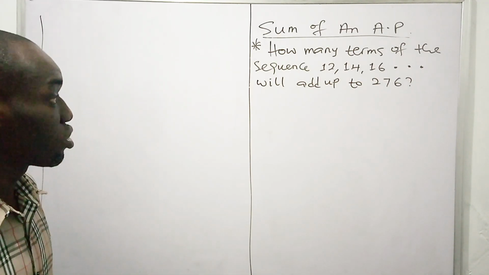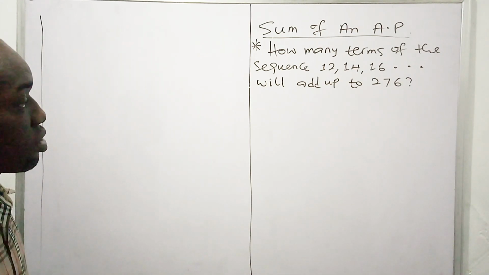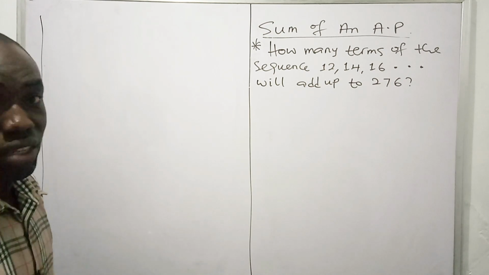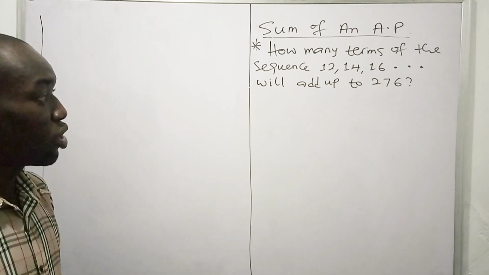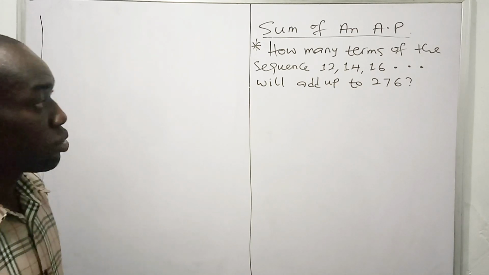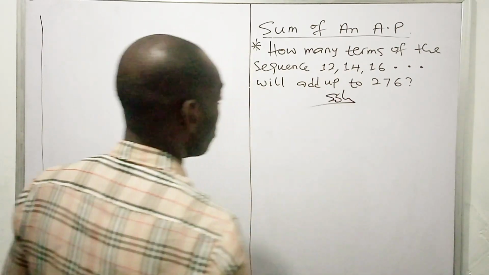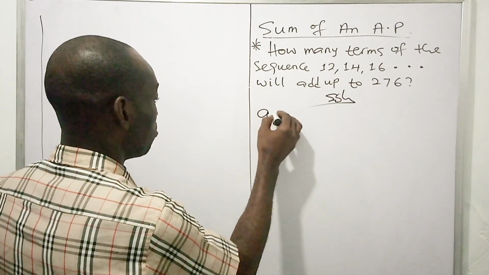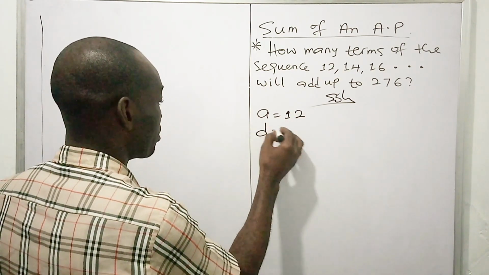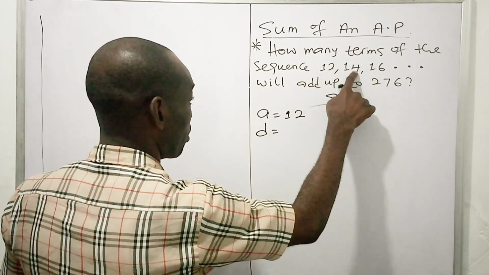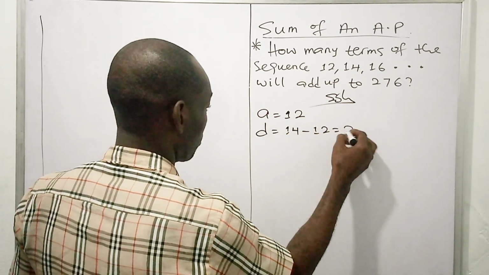Now let's see the second question. It says, how many terms of the sequence 12, 14, 16 add up to 276? So here we're looking for the value of n in the formula for finding the sum of an AP. So let's put this in the right perspective. Our first term A is 12. Then our common difference D is this minus this, and that will give us 2. That's our common difference, 2.